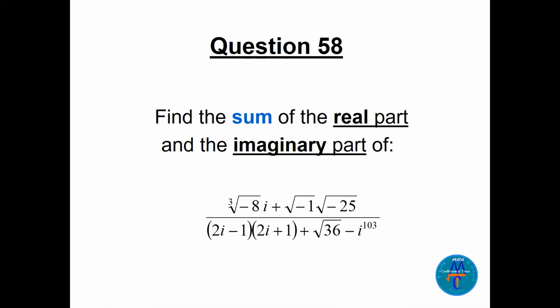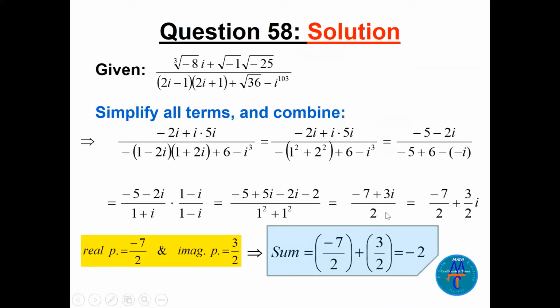Now, find the sum of the real part and the imaginary part of this complex number here. This complex number, we have to write it in standard form, like a plus bi or x plus yi. Then we take the real part and the imaginary part, we add them. So here, be careful. Square root of minus 1 is i, as I mentioned before. Square root of minus 25 is 5i. This one, cube root of minus 8 is a real number. So that's minus 2. And there is i in the question.